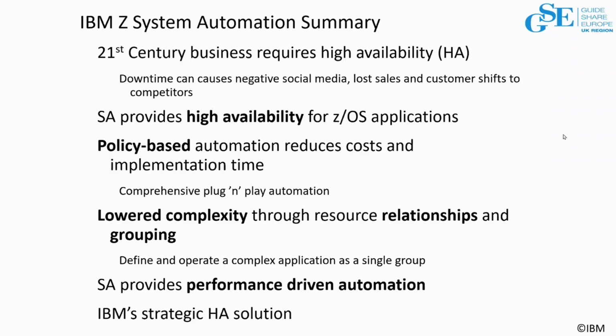We've now, for about the last 10 years, had performance-driven automation in SA. So as well as the up-down status, the automation is driven by the performance. And finally, system automation is IBM's strategic HA solution for Z, at least in part because it's a key component of GDPS for HA and DR.